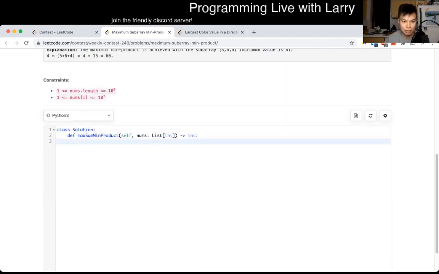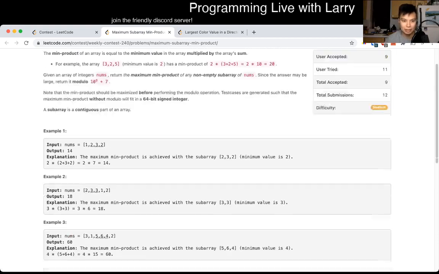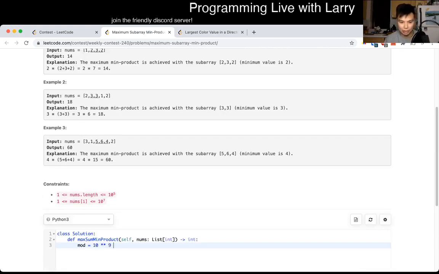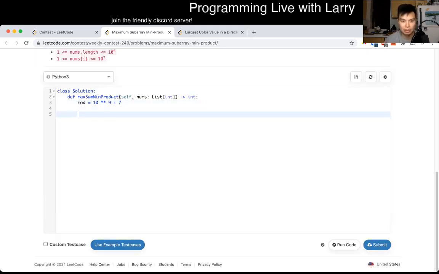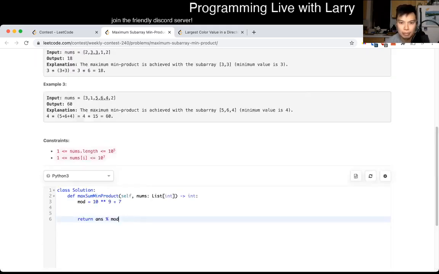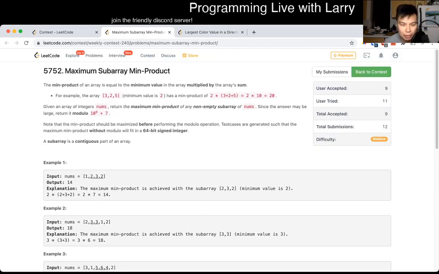I don't know. Remember to mod. I wish they always gave a question that mods it for you, because that's not usually the tricky part of the problem. But okay.